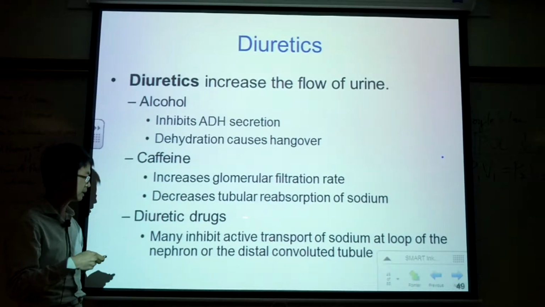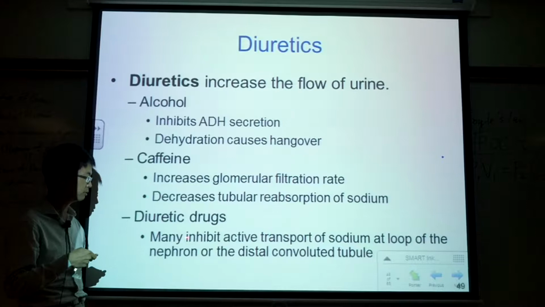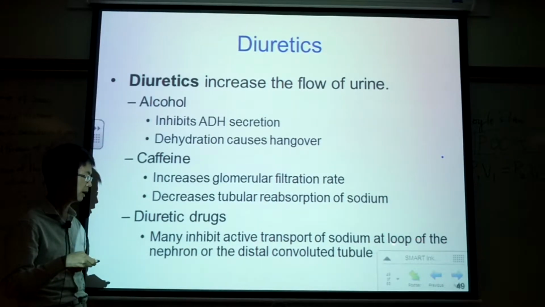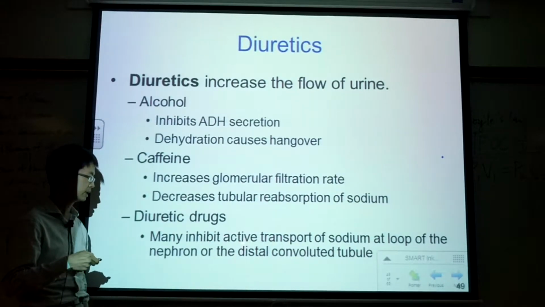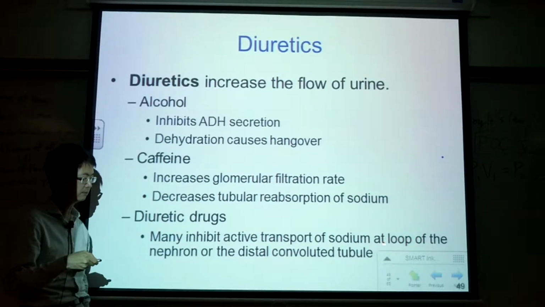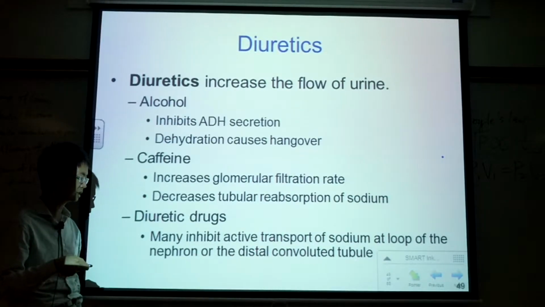And then we have some other diuretic drugs. They will inhibit the active transport of the sodium at the top of the loop of the nephron. That means at the loop of Henle or DCT. So inhibiting the active transport at the loop of Henle, specifically the upper part of the ascending limb of the loop of Henle, and the distal convoluted tubule, DCT.